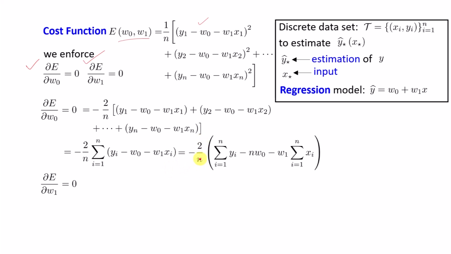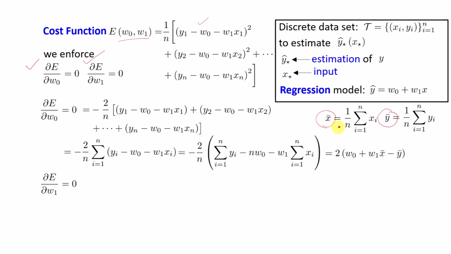And then minus 2 by n summation of yi. I am breaking each of these terms: minus n into W0, because W0 will come out of the summation sign, so it will give me n. Similarly here W1 will come out of the summation sign, so it will give me summation of xi. Now what I can do is define this summation of xi and summation of yi on the basis of the average x, x bar, and average y, y bar.